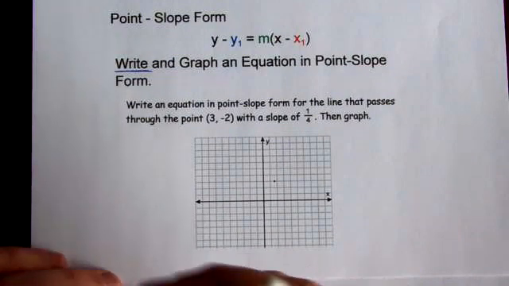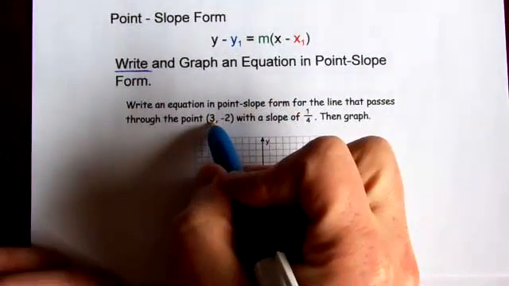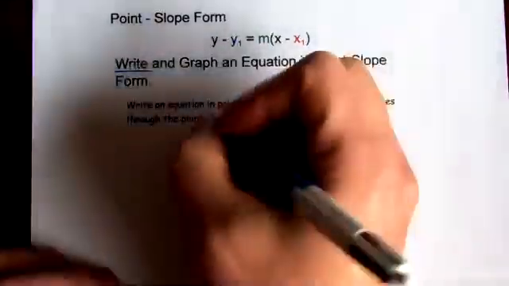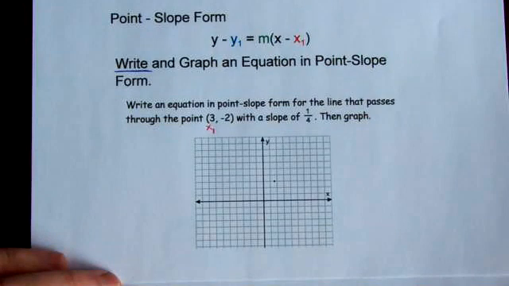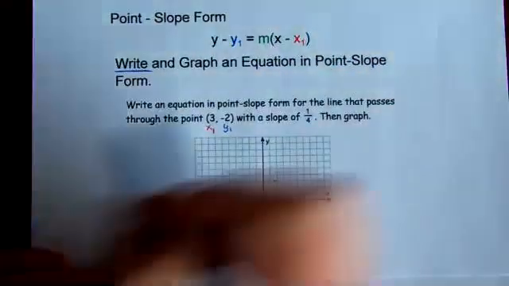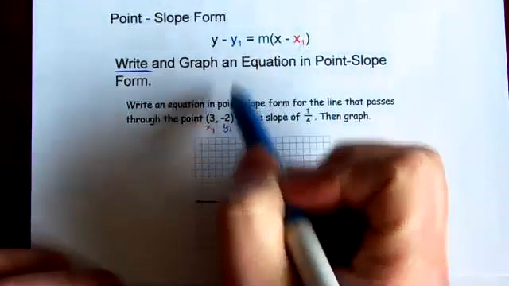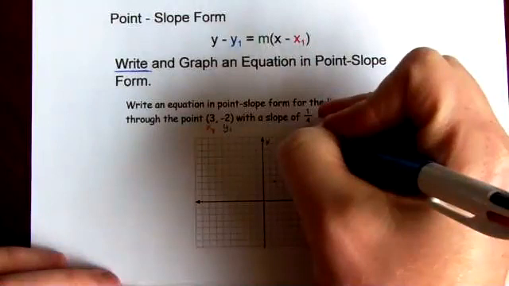So what we're going to do is label our x1 and our y1. If you remember, in an ordered pair, our first point is an x, so this is going to be our x1. And then the next one is our y, so this will be our y1. So we now have our x1, we have our y1, and we have our slope of 1/4. And if we remember, slope is m.